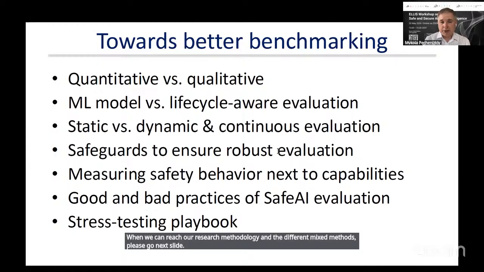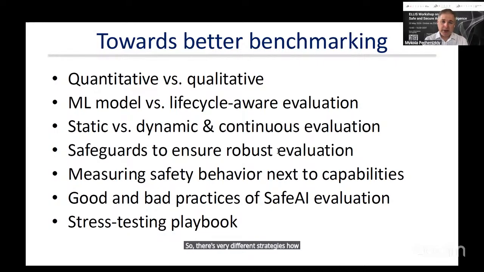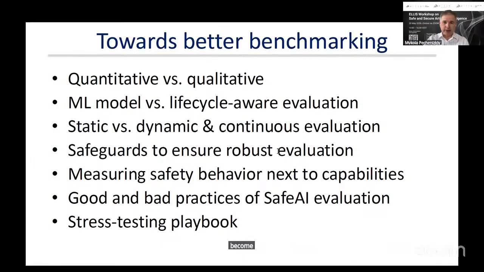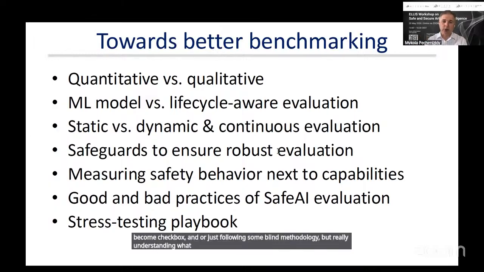So there are different strategies for how we can think about going from a machine learning model towards lifecycle evaluation, how to think about static versus dynamic benchmarks and continuous evaluation, how to think about developing safeguards to ensure robust evaluation, such that it doesn't become checkboxing or just following some blind methodology, but really understanding what exactly we are testing, how we're testing, and how can we trust the results of the test.